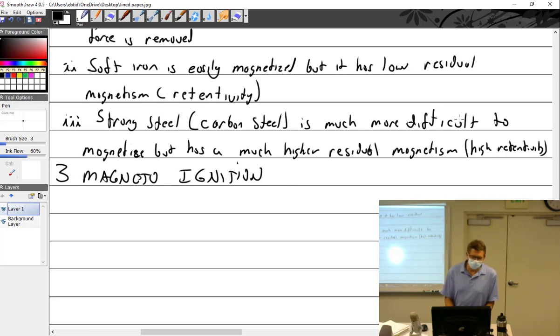All right. So as I said, let me think. Trying to decide how much I want to write and how much I just want to talk. I'd rather just talk, but I don't think I can get away with it. So we'll just do it this way. Magneto ignition.